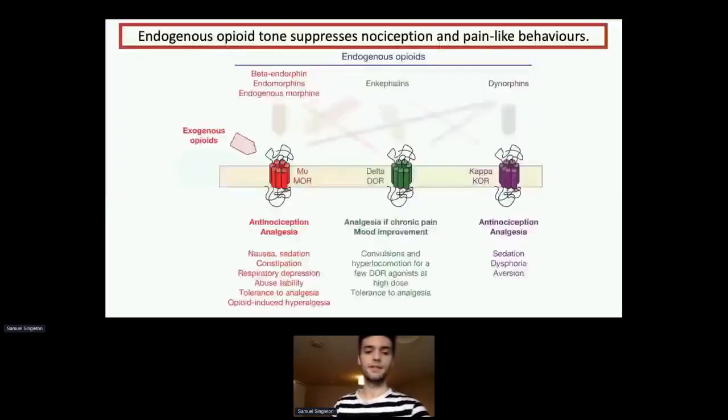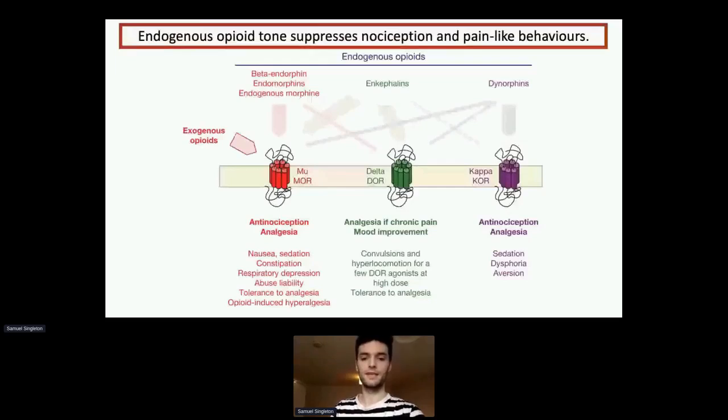In our bodies, there are three main types of opioid receptors. These are the mu, delta, and the kappa receptors. We also have endogenous opioids, which act at these receptors to modulate pain by promoting antinociception. These are also the same receptors that clinically used analgesics, such as morphine, bind to. The primary receptor for these analgesics is the mu receptor.